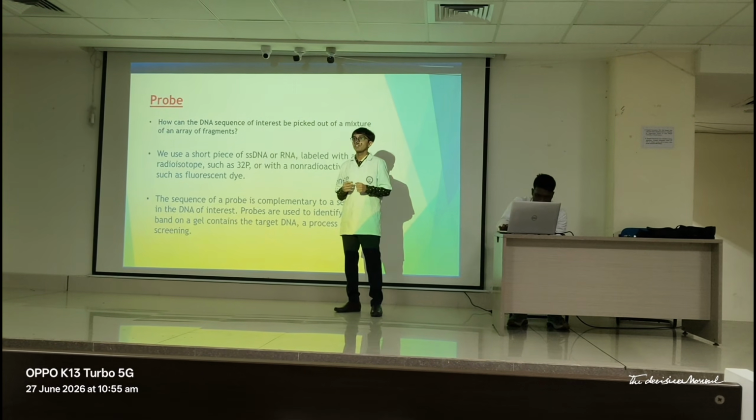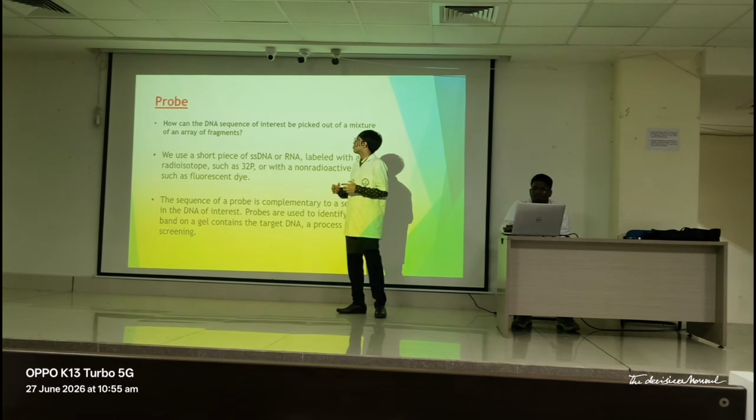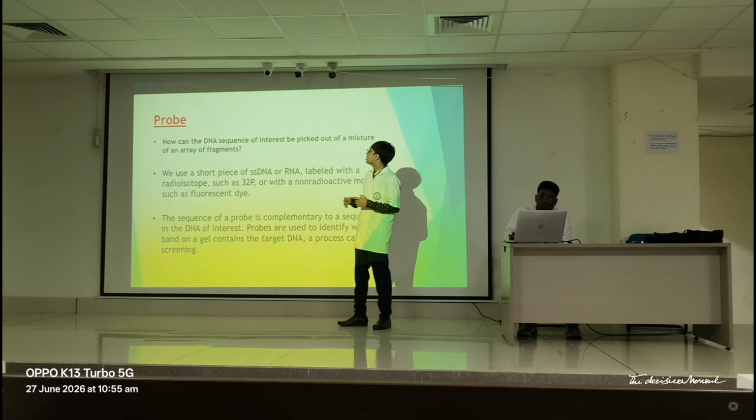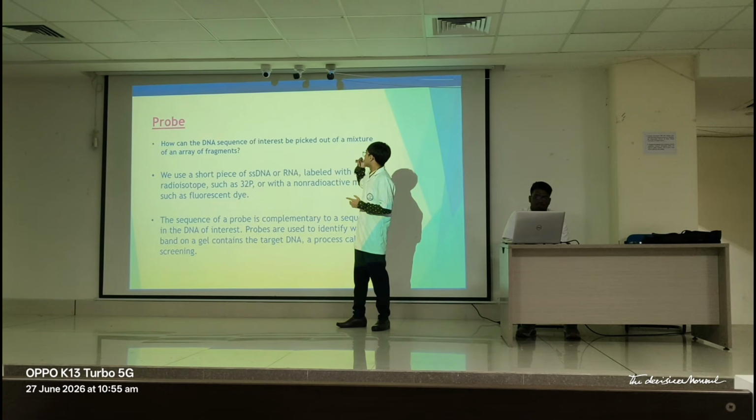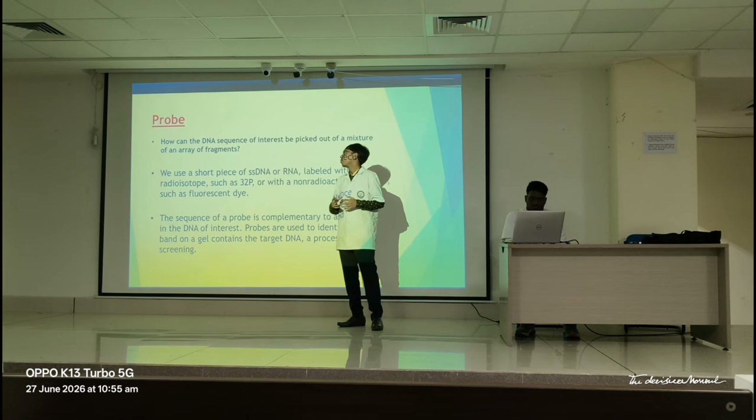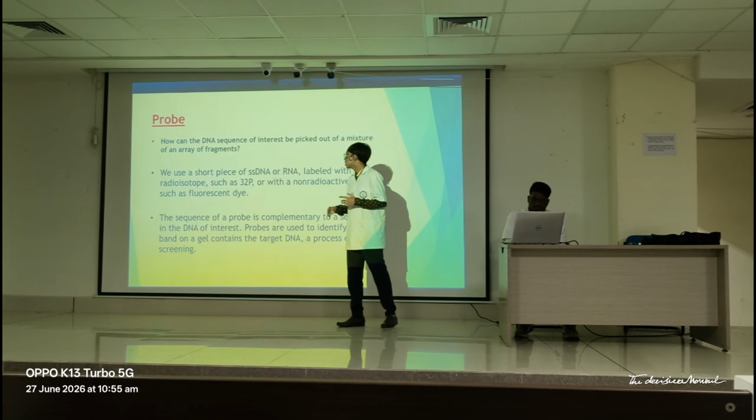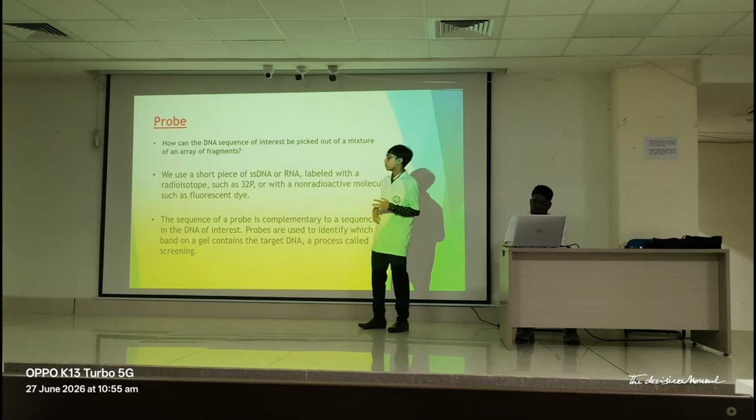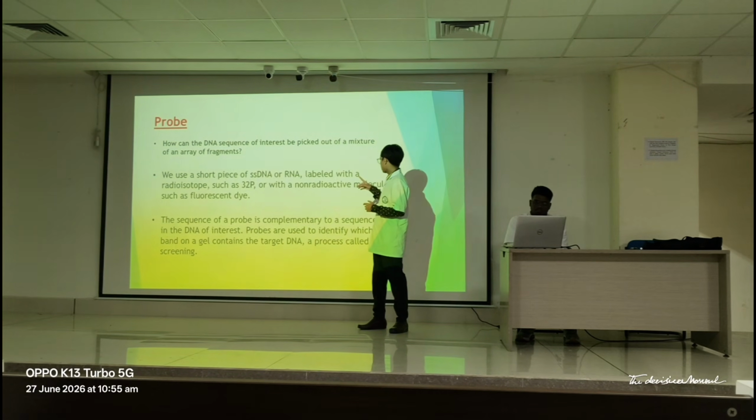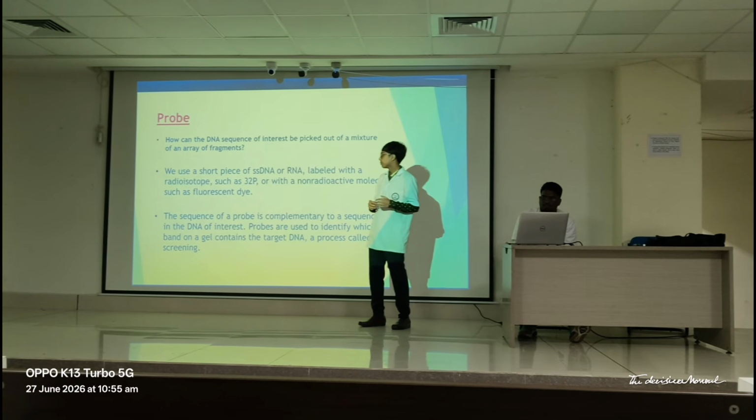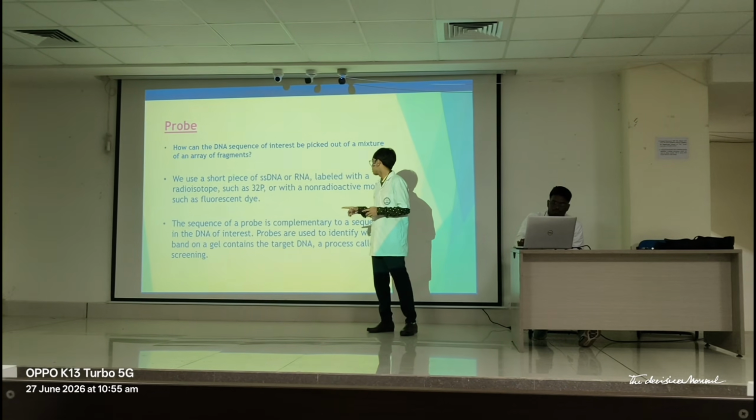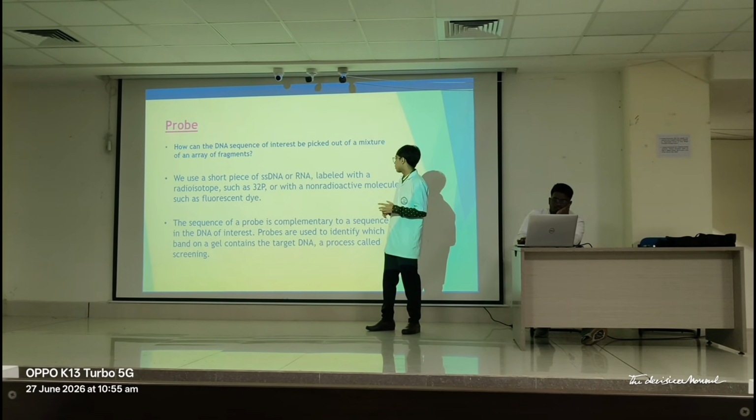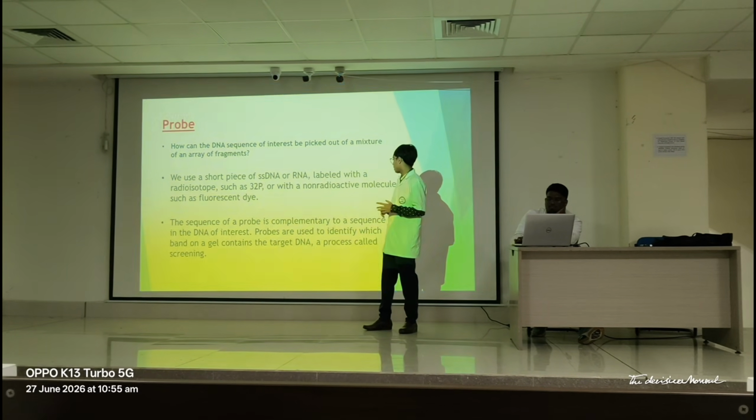Before we go into blotting, we need to know what a probe is, because if we do not understand what a probe is, we will not understand how blotting works. The function of a probe is to pick out the DNA of interest from an array of fragments. We use a short piece of single-stranded DNA or RNA labeled with a radioisotope such as 32 phosphorus, or with a non-radioactive molecule such as fluorescent dye. The sequence of the probe is complementary to the sequence of the DNA of interest. Probes are used to identify which band on a gel contains the target DNA, a process called screening.